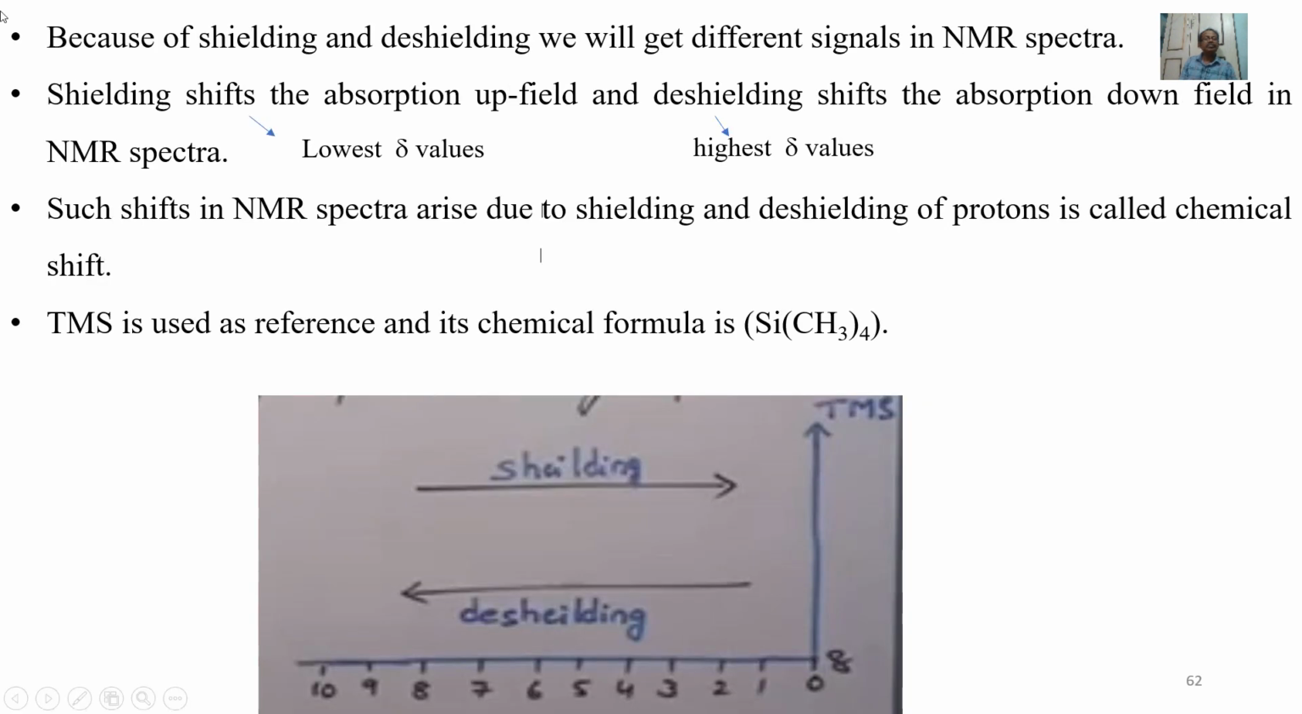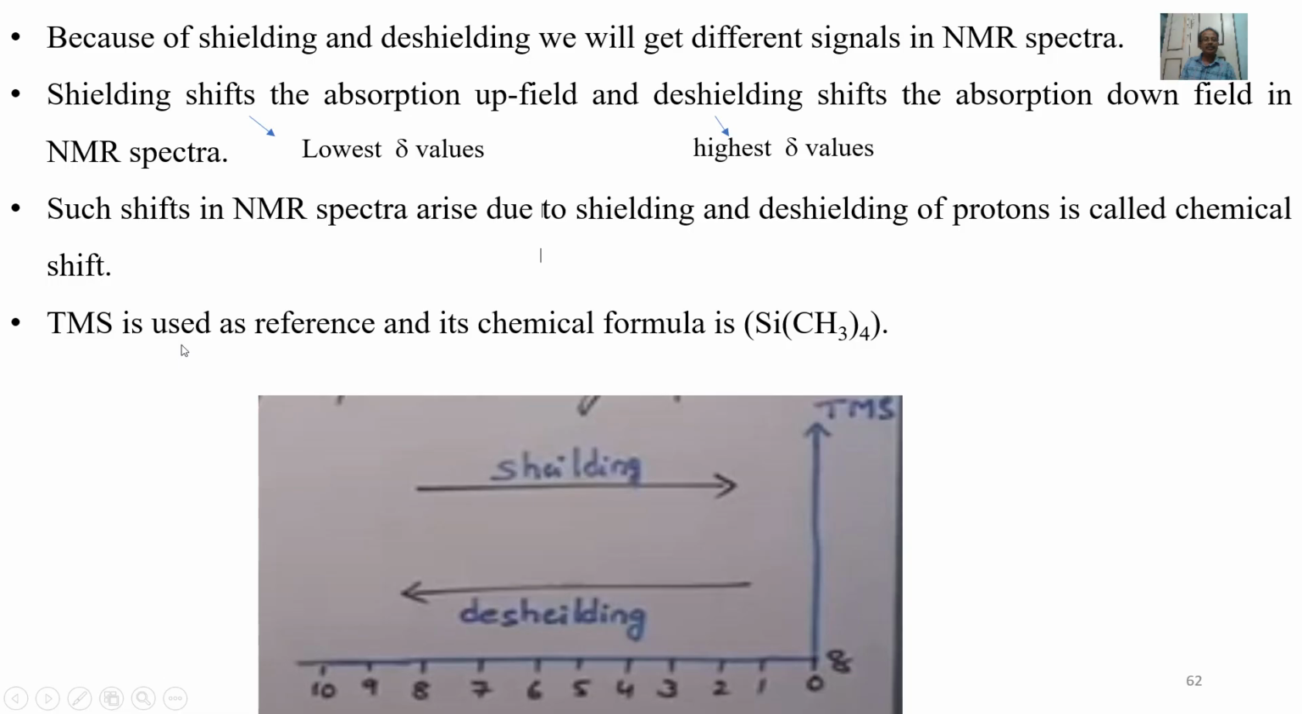Because of the shielding and de-shielding, we will get different signals in NMR spectra. Shielding shifts the absorption upfield and de-shielding shifts the absorption downfield in NMR spectra. Shielding shows the lowest delta values and de-shielding shows the highest delta values, as shown in the figure. Such shifts in NMR spectra, which arise due to shielding and de-shielding of protons, are called chemical shift.